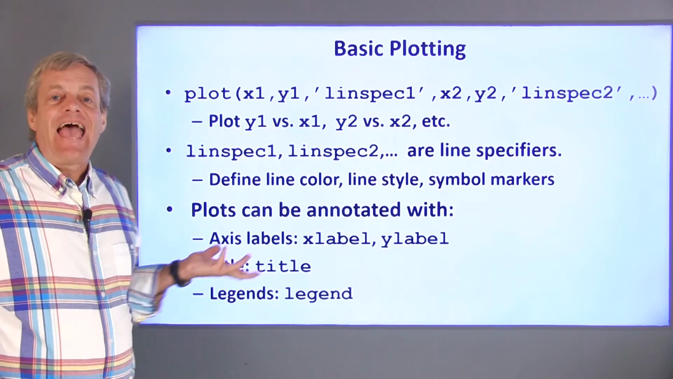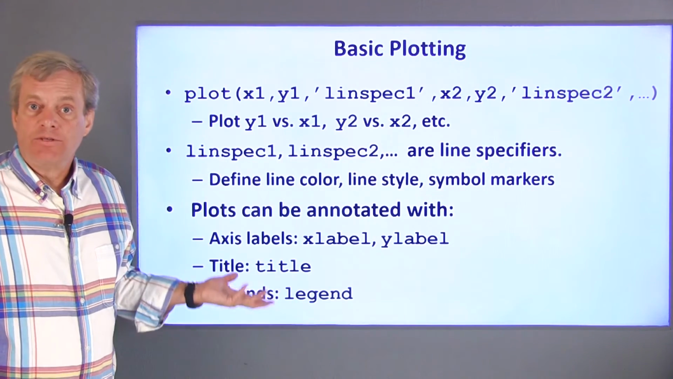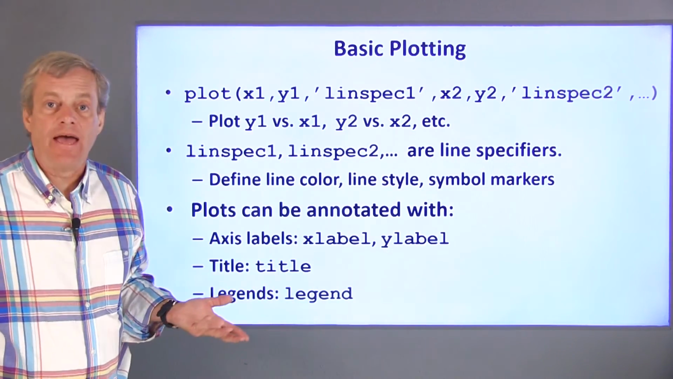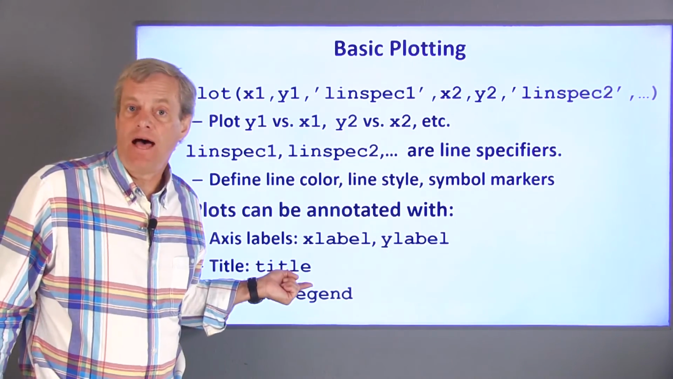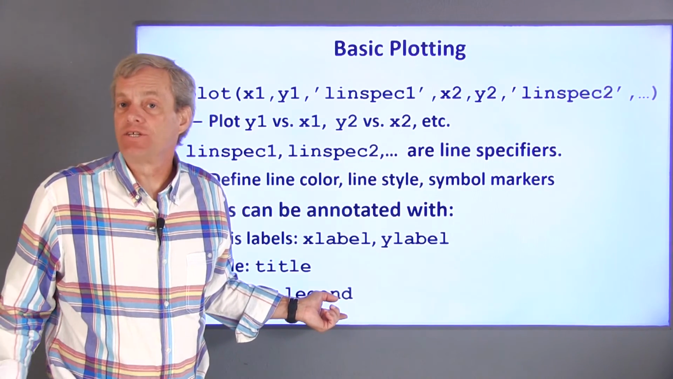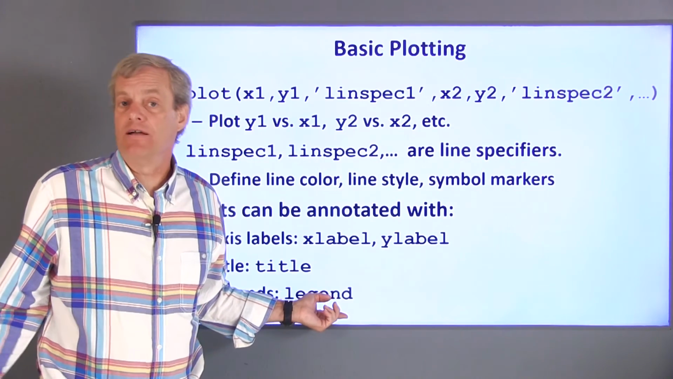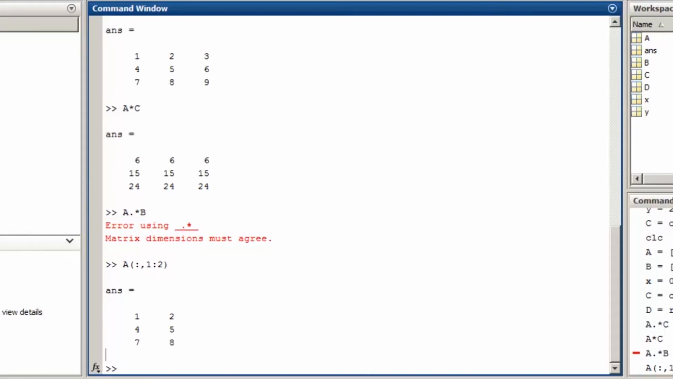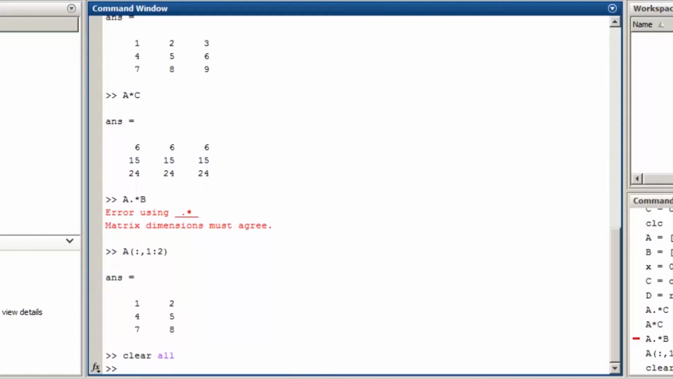You can also easily annotate plots. Axis labels can be added with the xlabel and ylabel commands. The title command adds a title to the top of the plot, and plots with multiple lines should include an annotation describing each line, which can be done with the legend command. I don't need the arrays from the last demo, so I'm going to delete them from the workspace using the clear command. To clear all the variables, type clear all. Individual variables can be removed by typing clear and then the variable name.